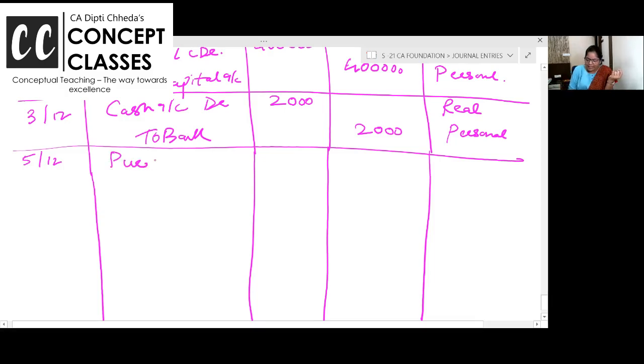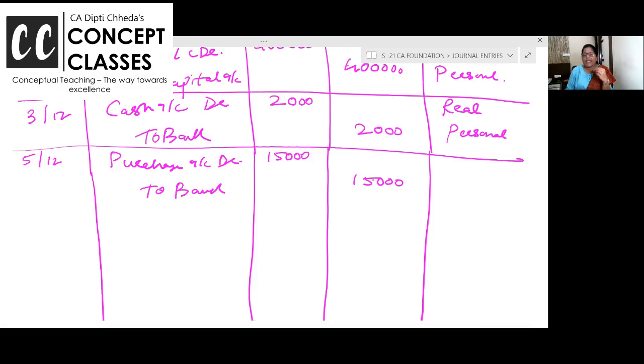So journal entry is purchase account debit to bank, 15,000. What is the nature of purchases? It's an expense. So, nominal account. Okay? Nominal account भी बोलते हैं. Many books they say it is a real account.